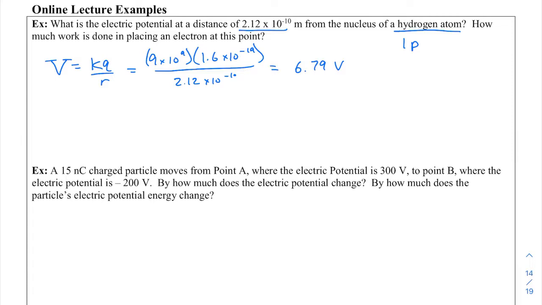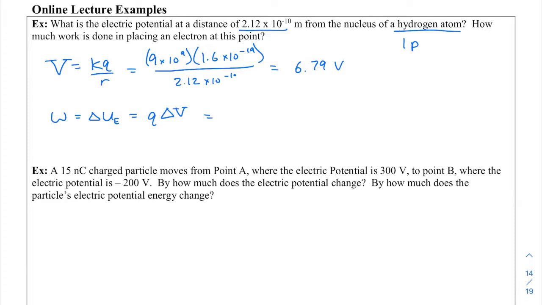The second part says, how much work is done in placing an electron at this point? So remember, work is equal to a change in energy, and in this case, it's a change in electric potential energy. And it's assumed that wherever we're bringing this electron from has a voltage of 0, and now we're placing it at this point where it has a voltage of 6.79. So we're looking at Q times our change in voltage.